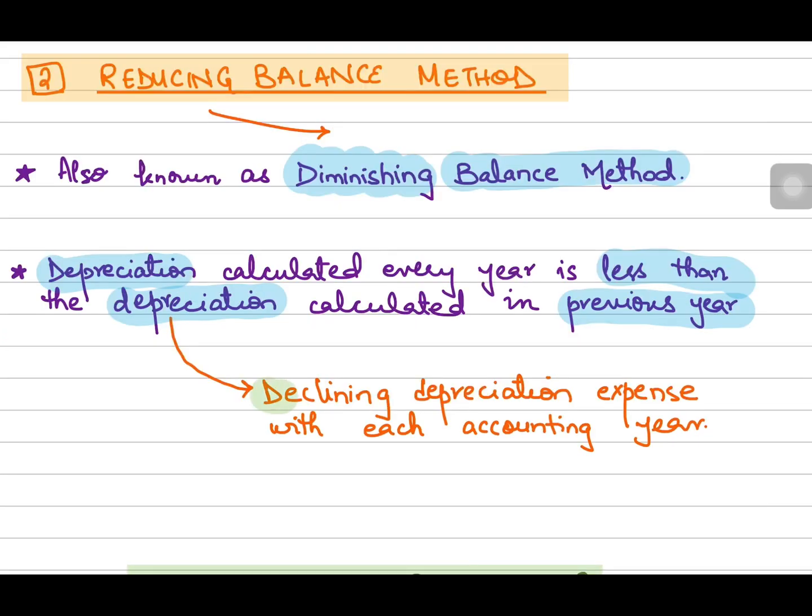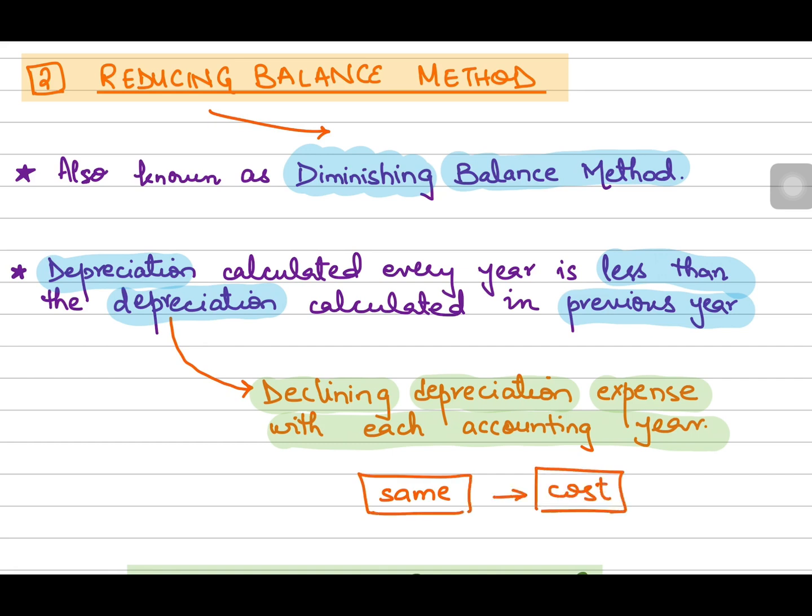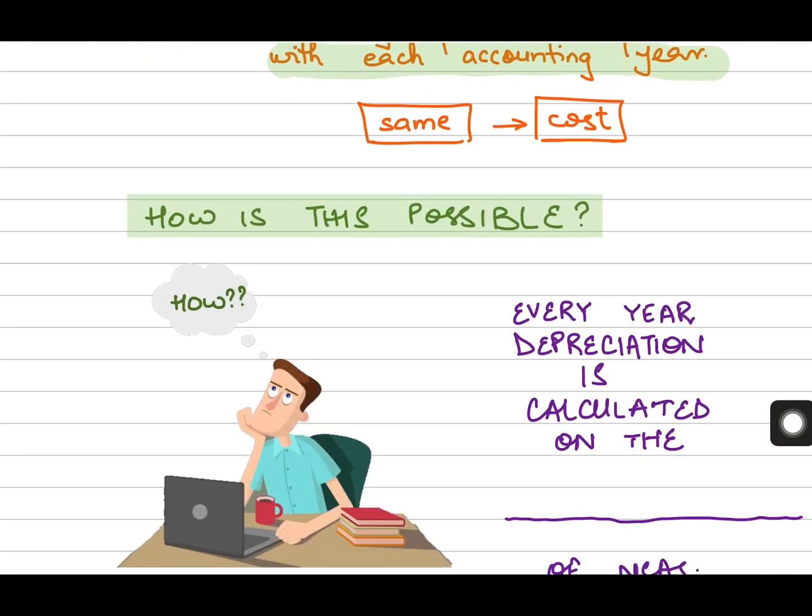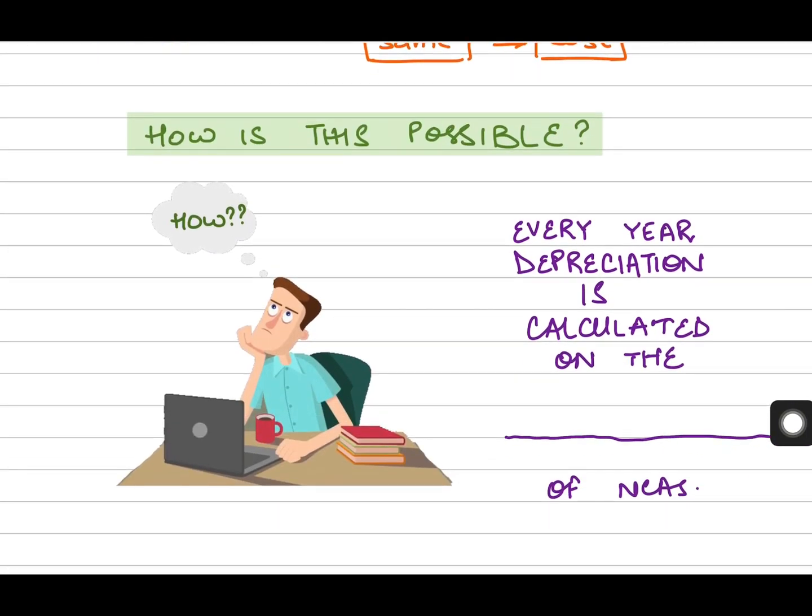That is why there is a declining depreciation expense with each accounting year, right? You remember in straight line method we learned that the depreciation expense remains the same every year, because it was calculated on cost. But in this method we are learning that with every passing year, with every accounting year, the depreciation expense keeps on reducing. Now you might be wondering how this is possible. Why is the depreciation expense reducing?